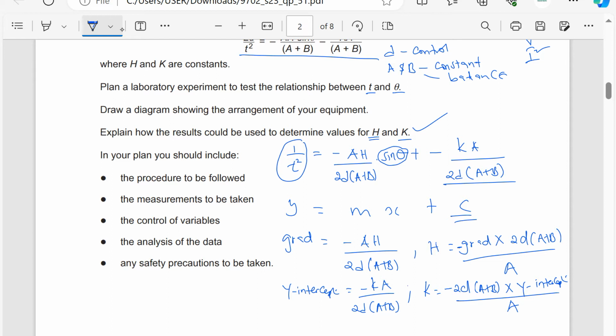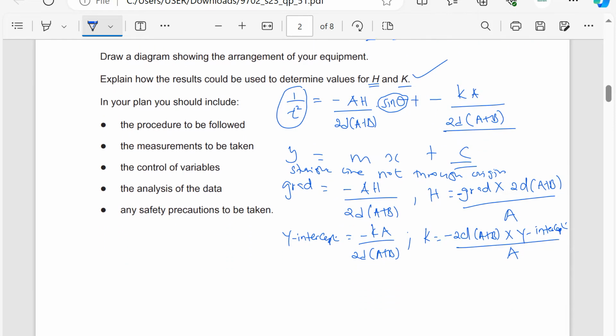Of course, this is going to be a straight line, but not through the origin, because it has a y-intercept. Okay, so we have finished seeing which graph would be plotted.